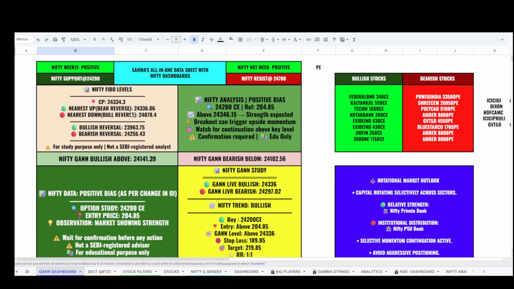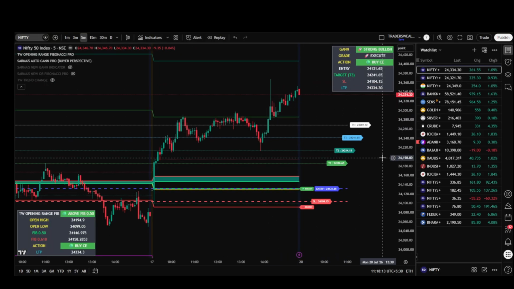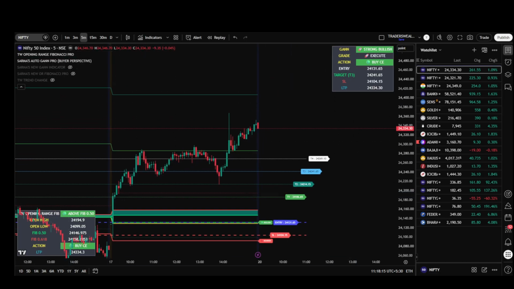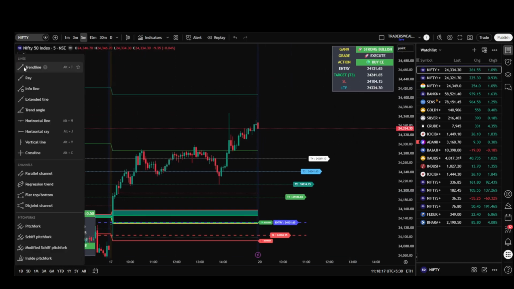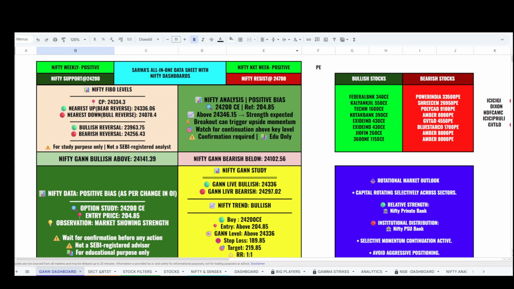Nifty nearest up, that means nearest reversal, that means bearish reversal. For example, Nifty is going up and up. 24,336 was the highest, up and up. From there, the market might fall. So that is what the Fibonacci indicator, or my strategy, is saying. So let us draw one line there and check the price. Okay, 24,336.